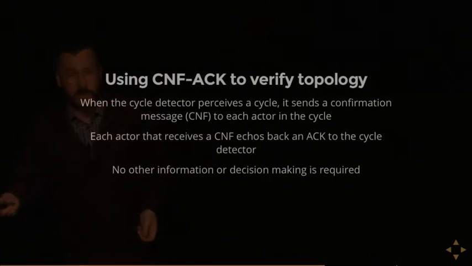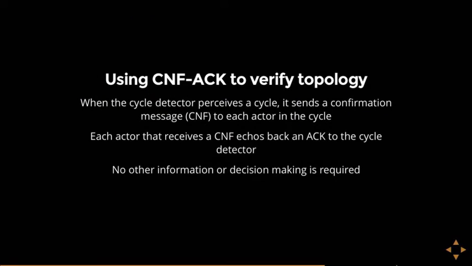So what we want to do is verify that the topology that the cycle detector received was correct at the time that it's sent. So we're going to have this confirmation and acknowledgement protocol that we build on top of the cycle detector. And it's very simple. When the cycle detector perceives an isolated graph, it sends a confirmation message to every actor in that isolated graph with a token that's just a number that happens to indicate that perceived cycle.